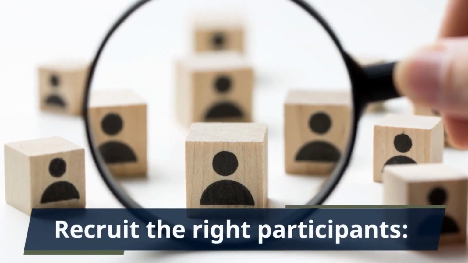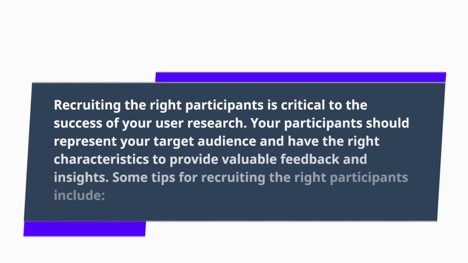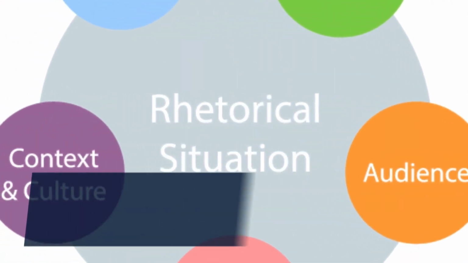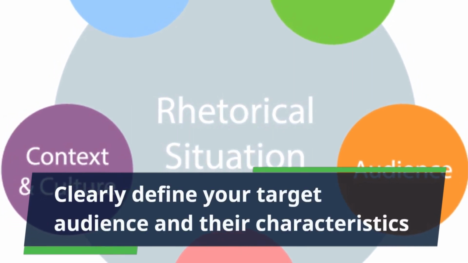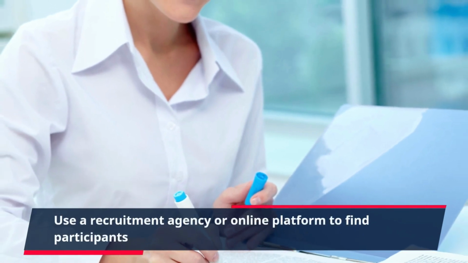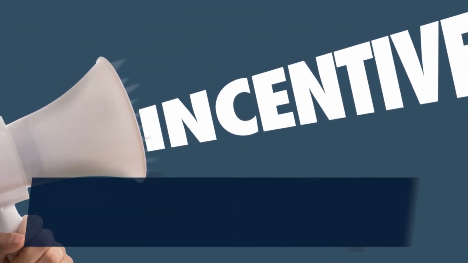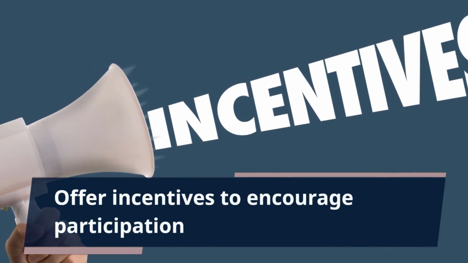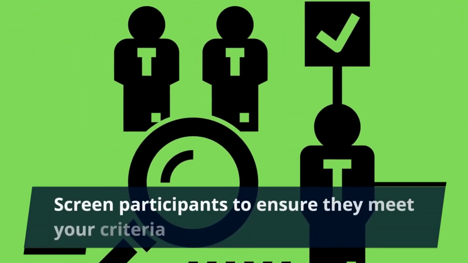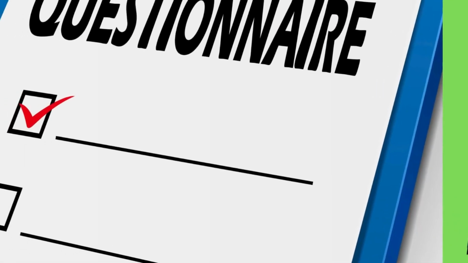Recruit the right participants. Recruiting the right participants is critical to the success of your user research. Your participants should represent your target audience and have the right characteristics to provide valuable feedback and insights. Some tips for recruiting the right participants include: clearly define your target audience and their characteristics. Use a recruitment agency or online platform to find participants. Offer incentives to encourage participation. Screen participants to ensure they meet your criteria.